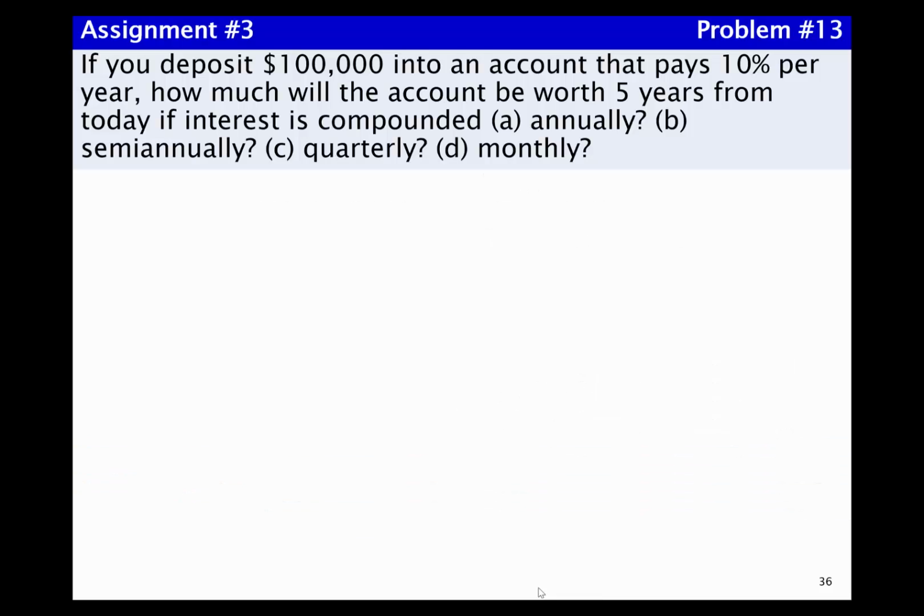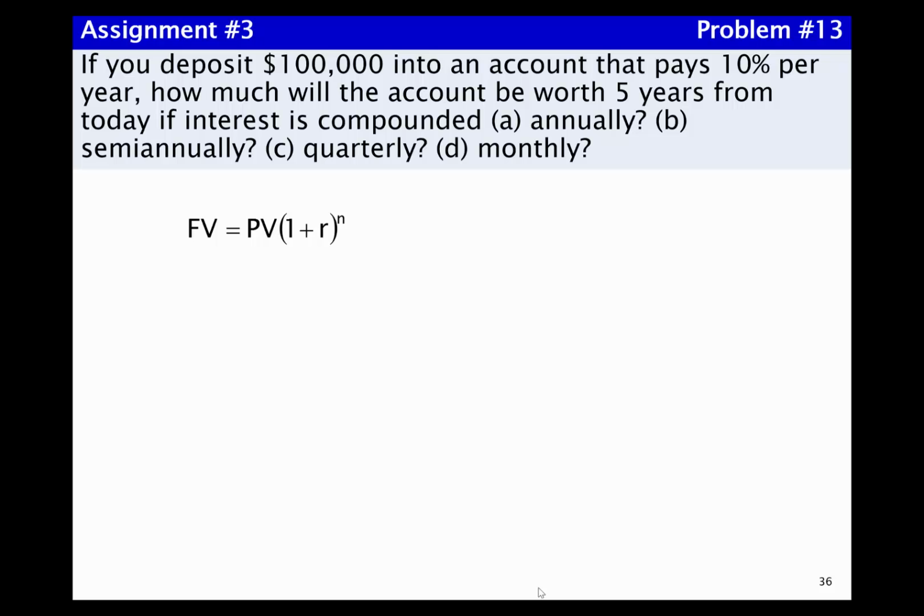Problem 13. If you deposit $100,000 into an account that pays 10% per year, how much will the account be worth 5 years from today if interest is compounded A, annually, B, semi-annually, C, quarterly, and then D, monthly? Okay, we need to solve for the future value of a present amount.